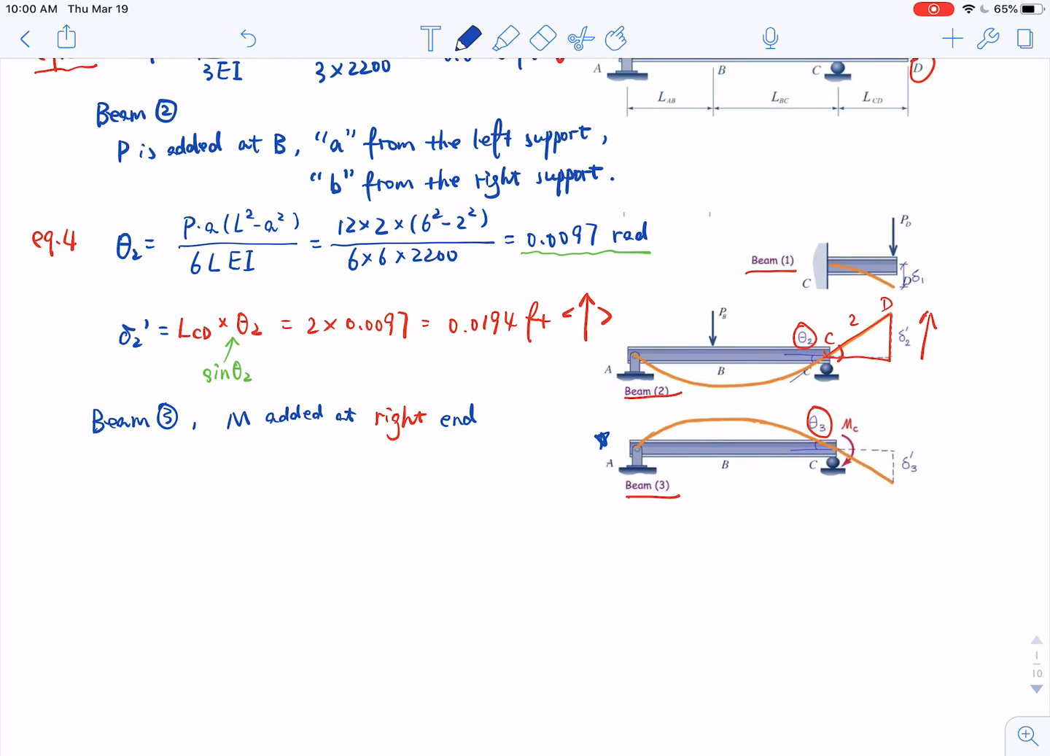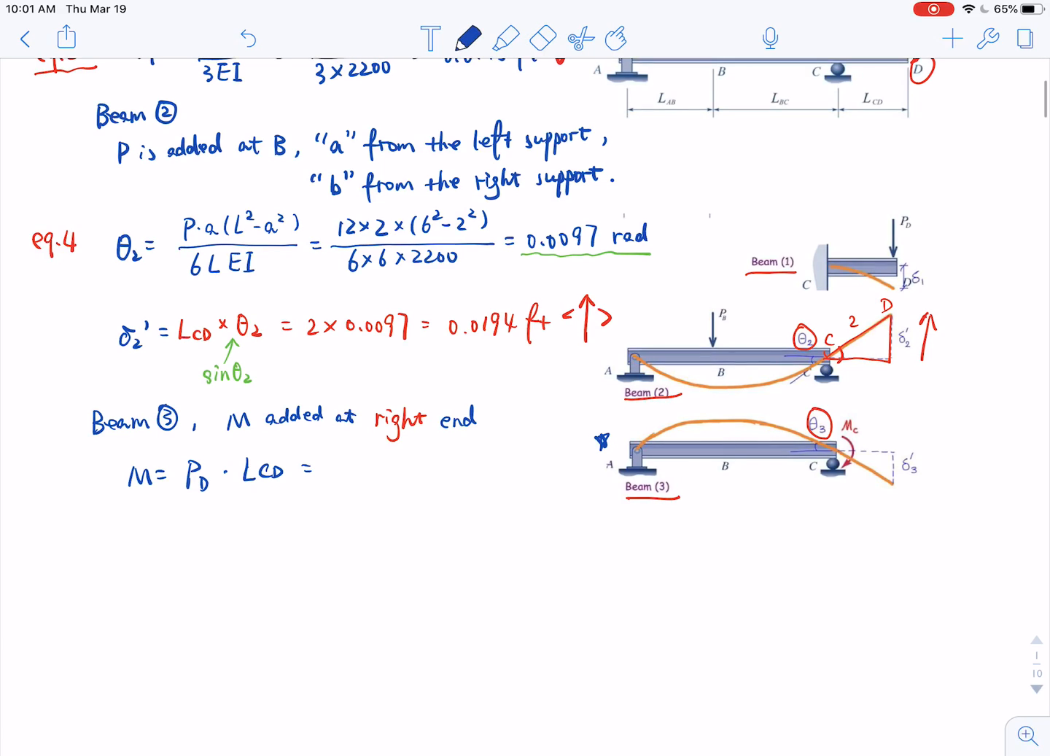And the value of M, it's just P_D, right? P_D by L_CD. It's 12 by 2. I got 24 kips feet.